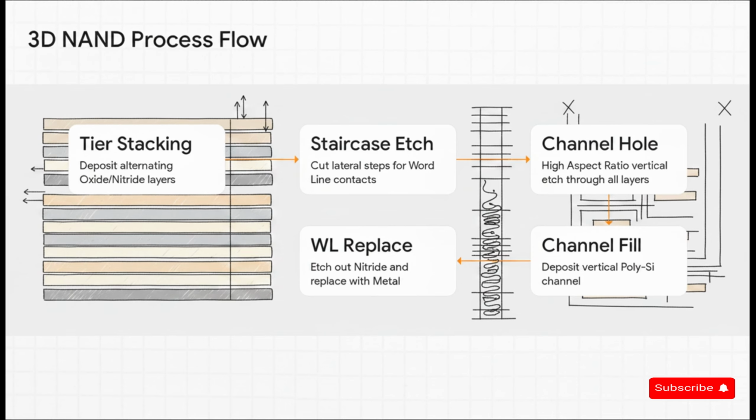Then, step 4, you fill that hole to create a vertical polysilicon channel. Engineers often call this the macaroni structure because of how it looks. Finally, step 5, you etch out all that nitride you put down earlier and replace it with conductive metal to form the word lines. It is an incredibly stunning, complex cycle of deposition and etching.